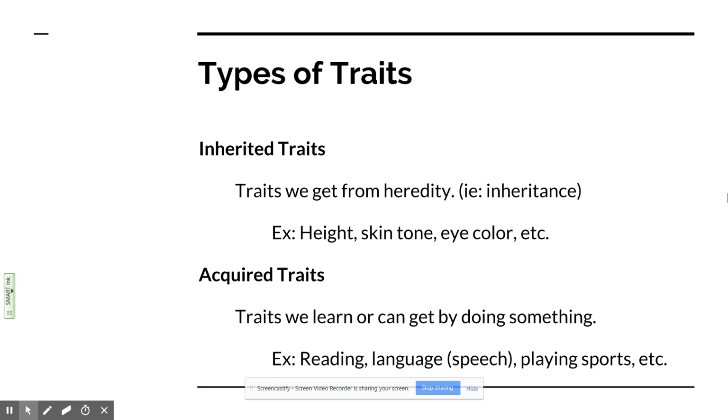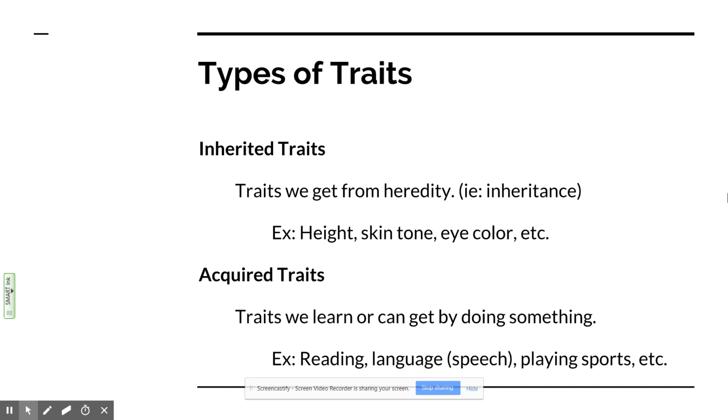There are two types of traits. There are inherited traits and acquired traits. Inherited traits are things that we get from our genes. We get them from our parents. It comes from the word inheritance. So like when you inherit from your parents, it's heredity. And then acquired traits are things that we learn from our environment, or they come from our environment.